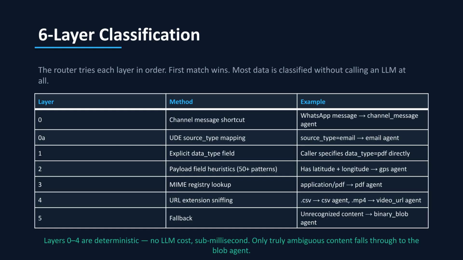Our 6-layer classification system ensures efficient routing. The router checks each layer in order, with the first match winning. Layers 0 through 4 are deterministic and low cost, classifying most data without needing a large language model. Only ambiguous content falls through to the final layer.